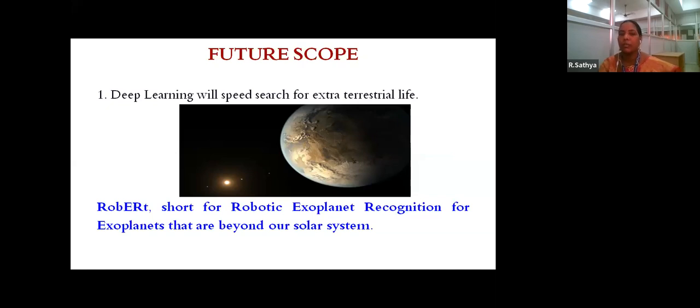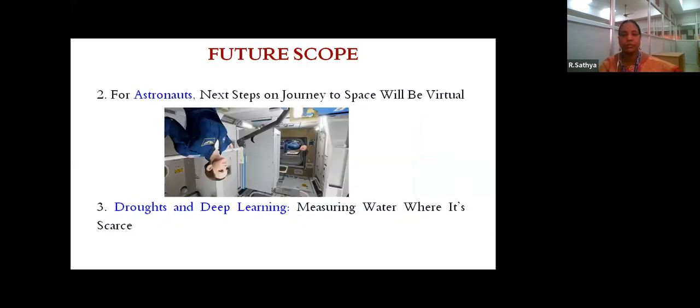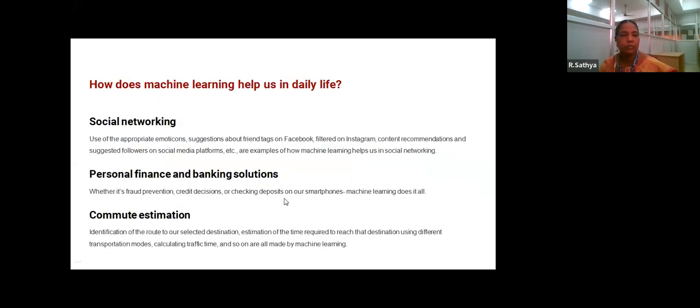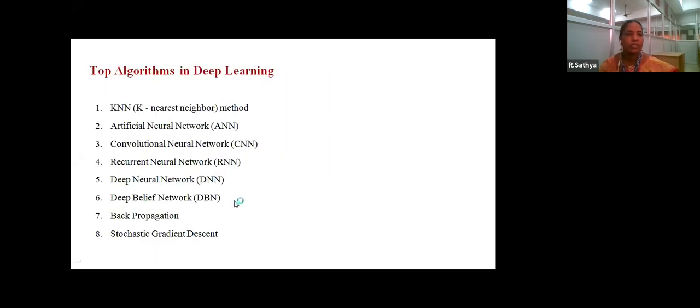And even some incubation centers are there. You can implement that idea, they will sponsor you, and you can learn while studying itself. You can learn more, and you can learn and earn more. And future scope may be in astronauts, or even finding the drops and measuring of water when any scarcity is there. And these are all similar applications.